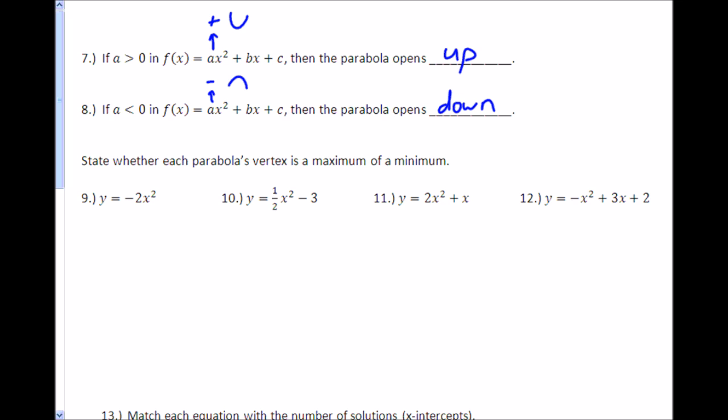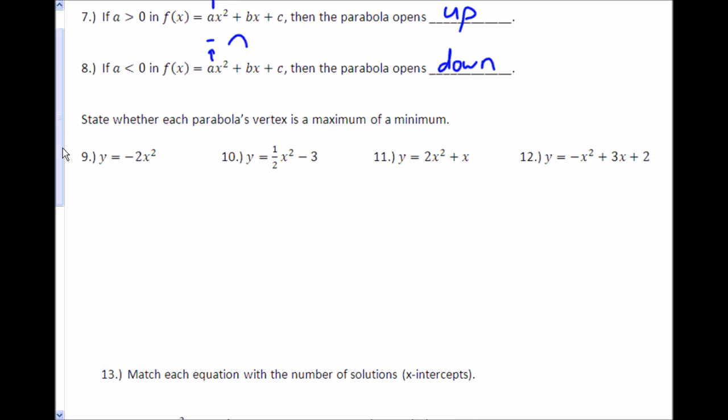It has a very similar effect when we talk about the vertex as a maximum or minimum, like we're going to talk about in these next couple problems. If the a value here is negative, negative a value means it opens down, which puts my vertex at the top, right? So that would make this a maximum. So the vertex being at the top is a maximum. That one's kind of reverse what we might think. When it's negative, it's a maximum. When it's positive, it's a minimum. The next one, again, this is positive, means it opens up, which means my vertex is at the bottom. So this one's a minimum.